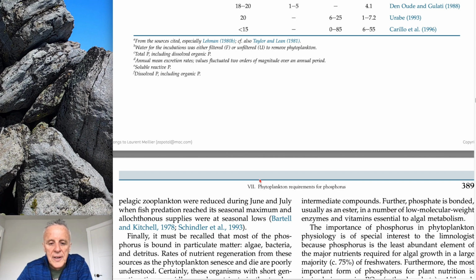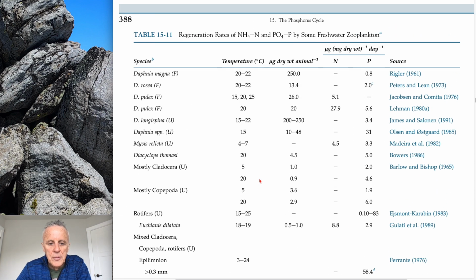So before we move on, let's look at this table here, table 15-11, regeneration rates of ammonium-based nitrogen and phosphate-based phosphorus by some freshwater zooplankton. So on the left, we have the species of zooplankton. Here we have their temperature range for viability, I believe. This is the micrograms dry weight per animal. So this is the mass of the species of zooplankton. This is the micrograms dry weight per day of nitrogen and phosphorus, and then this is the source of where that data was taken from.